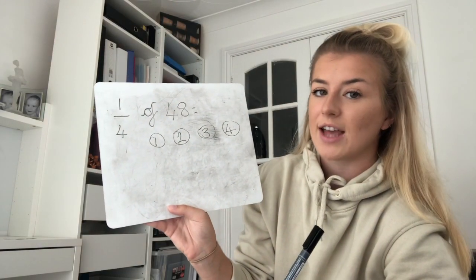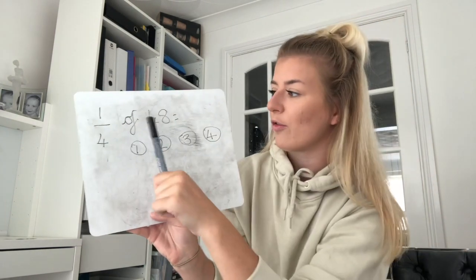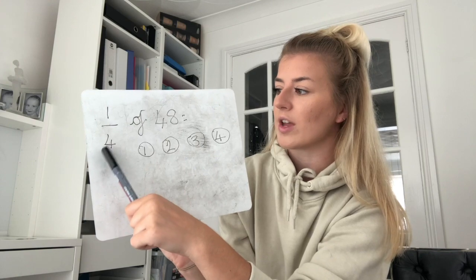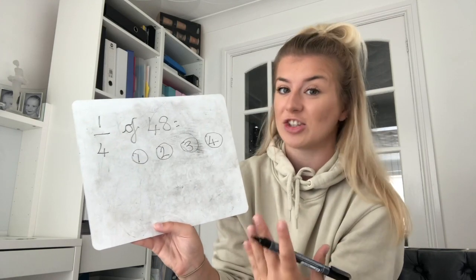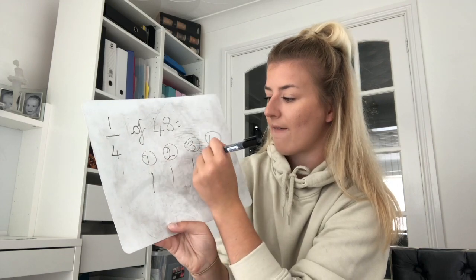Okay, so let's have a look at our 10s first. You could look at your 1s first, but I'm going to look at my 10s first. So I've got 4 10s and I've got 4 equal parts. So I've got enough 10s to share out equally at the minute. So 1, 2, 3, 4 10s.